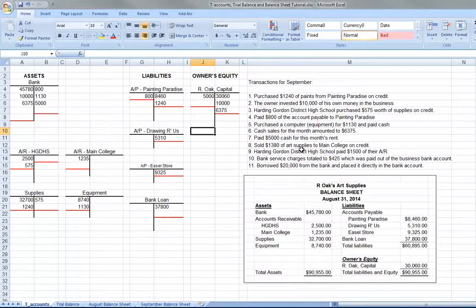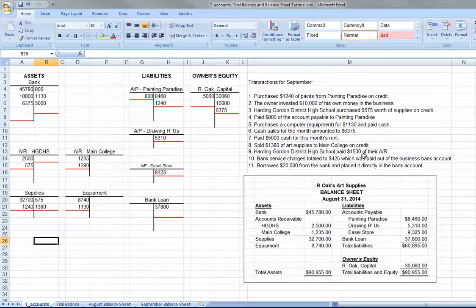Sold $1,380 of art supplies to Maine College on credit. So the accounts receivable to them would increase $1,380 right there. And of course, the supplies are what's going down. So $1,380. The supplies are decreasing. So again, here's the balancing part. An asset increased $1,380 and a different asset decreased by $1,380 to balance things out.